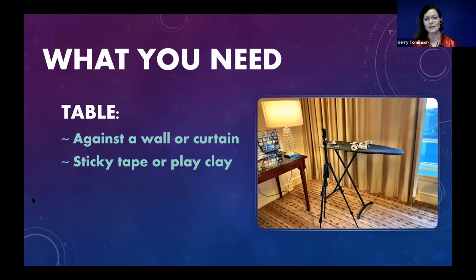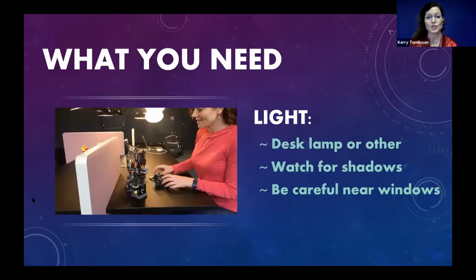You also want some sticky tape or some play clay to hold things in place. You will find that things jostle and fall down very easily, especially if you have kids, if you have dogs or cats, if your fingers are shaky, everything falls down. Use something to stick it in place. Some sort of clay or Play-Doh or something is actually the easiest way to do it.